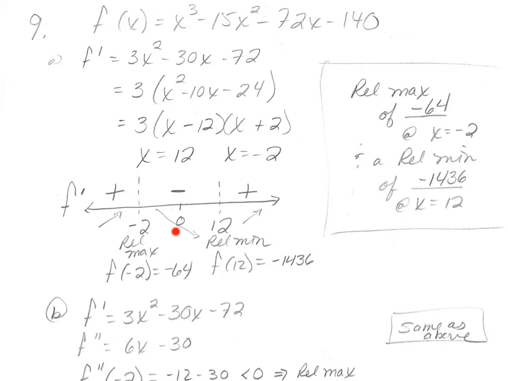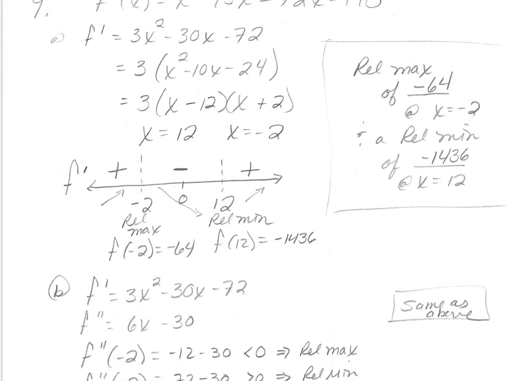Here we get a relative max. Substitute that x value into the original function to get this y value. Here it's a relative min at 12, so take the 12, substitute it into the original function to get negative 1436, and that's your relative max or min. Remember, our answers always look like this: relative, name it, max or min, of, name the value, and then at whatever your x is, and then we have our relative min.